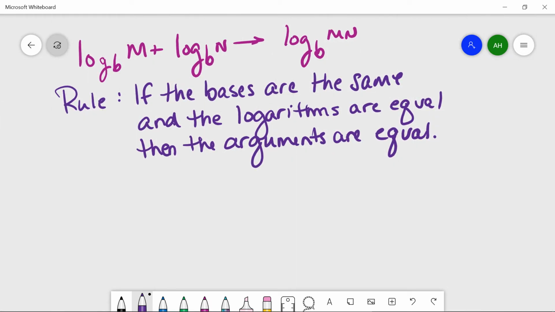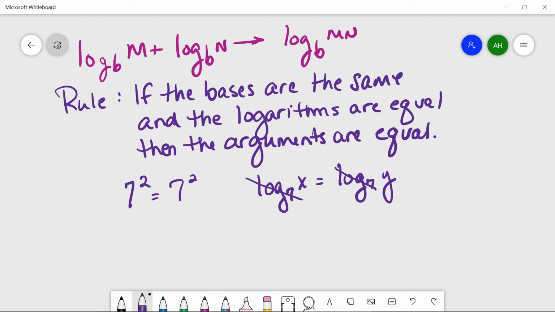Okay, so if I have, think about this, 7 squared equals 7 squared, right? All right, if I've got then log base 7 of x equals log base 7 of y, then I can cancel out my log base 7s, cancel those out, and I can see that x is equal to y.